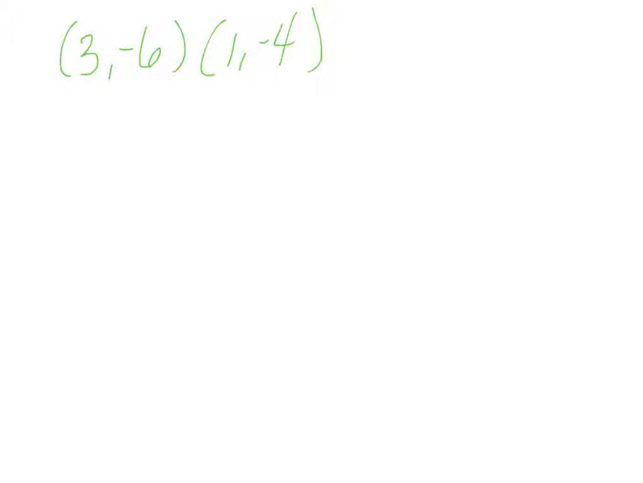So I want you in your table group to find the midpoint of the ordered pairs (3, -6) and (1, -4). And then again, press pause, and when you guys are done in about 30 seconds to a minute, press play and compare your answer with mine.